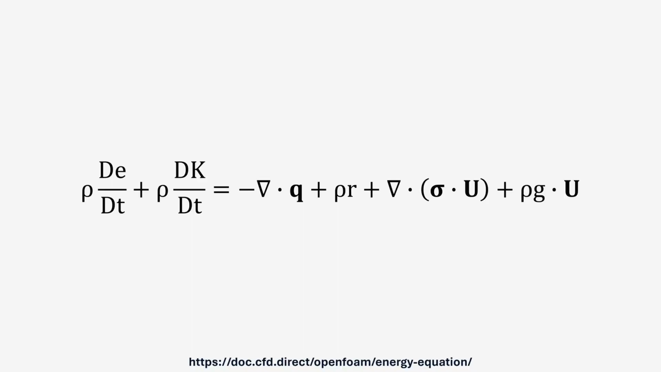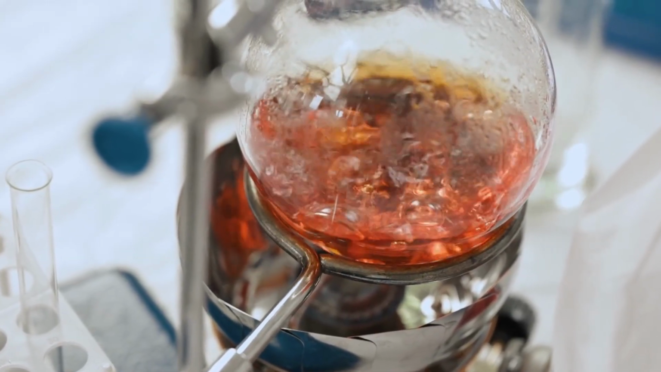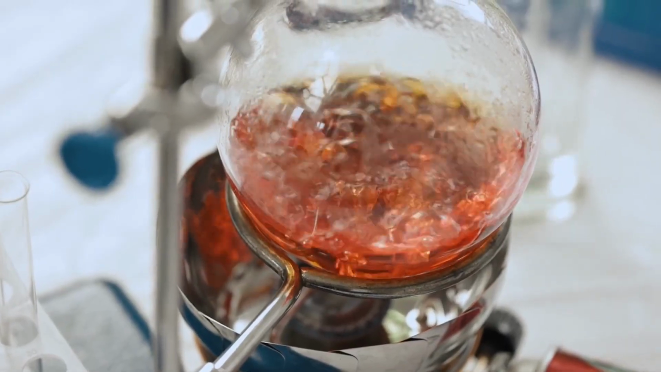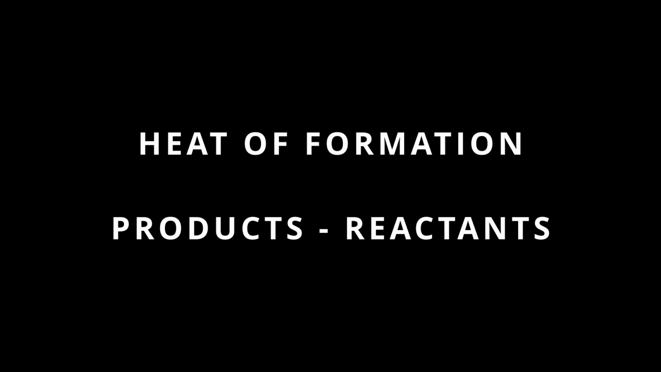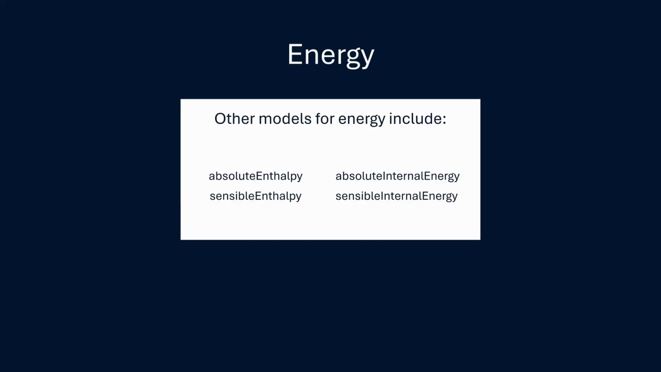The energy equation is often formulated naturally in terms of enthalpy, and the chemical energy, heat of formation, is typically handled separately. The change in total enthalpy during a reaction is calculated based on the difference in heat of formation between products and reactants. The sensible enthalpy then simply focuses on thermal state before or after reaction's energy release is accounted for in the source term of the energy equation. The other models include these.